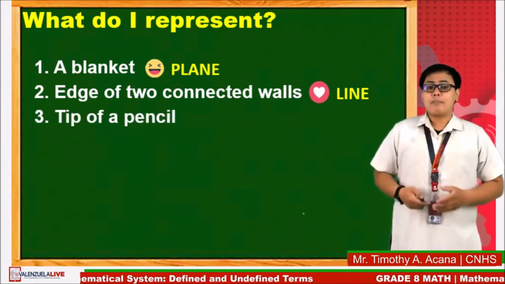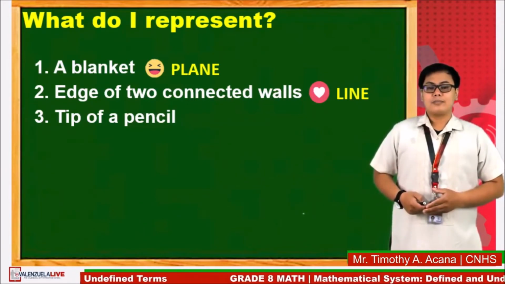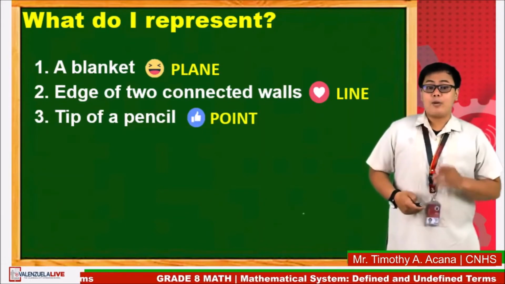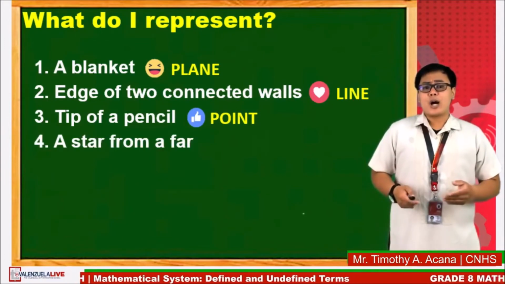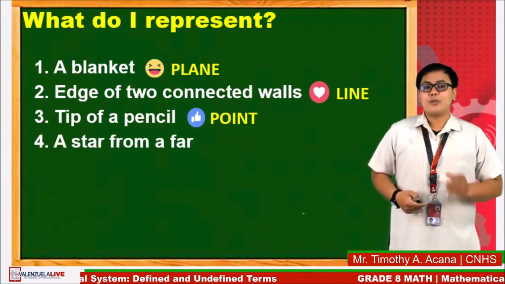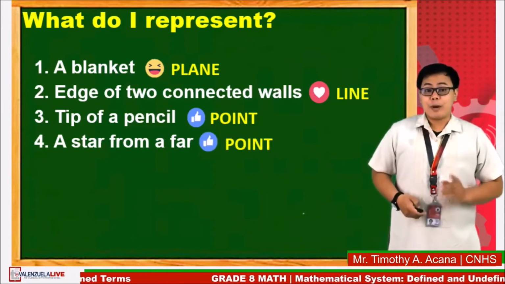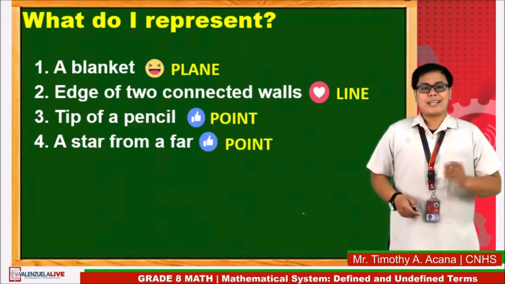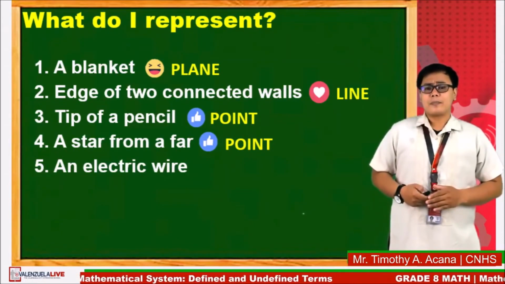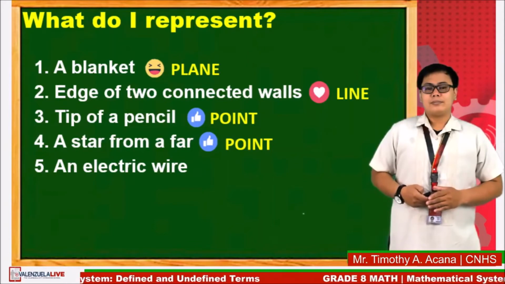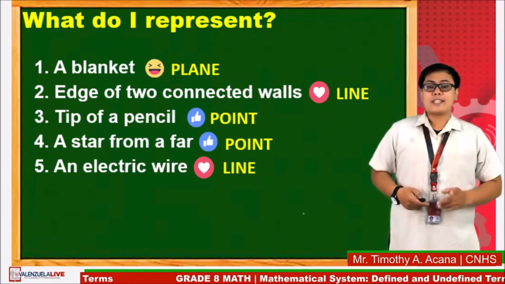How about tip of a pencil? What does it represent? Tip of a pencil represents a point. Wonderful. How about a star from afar? What does it represent? A star from afar represents a point. That is great. How about an electric wire? What does it represent? Were you able to press the heart react button? Amazing, because an electric wire represents a line.